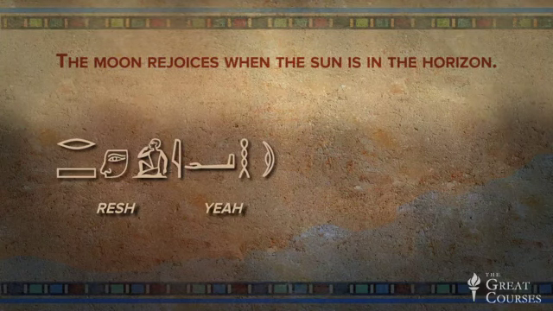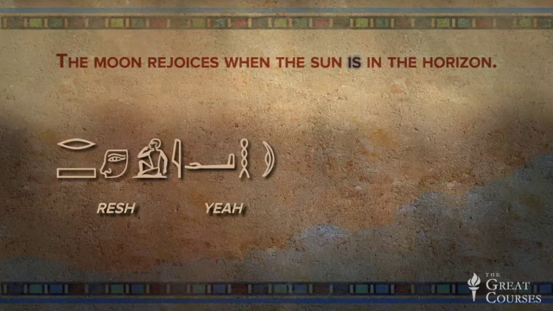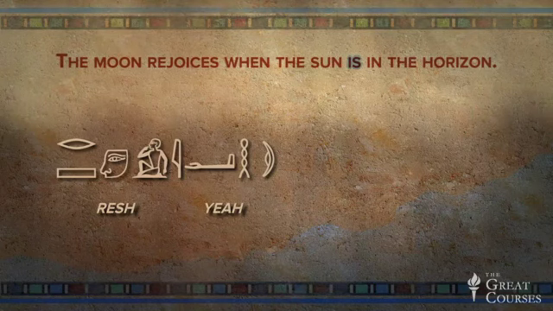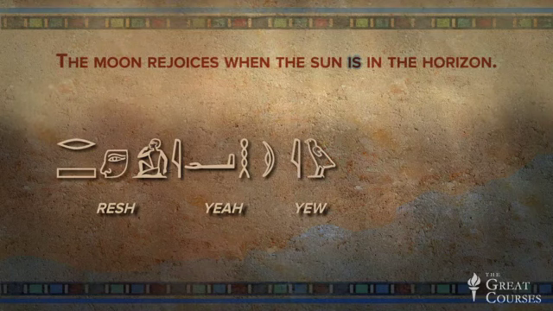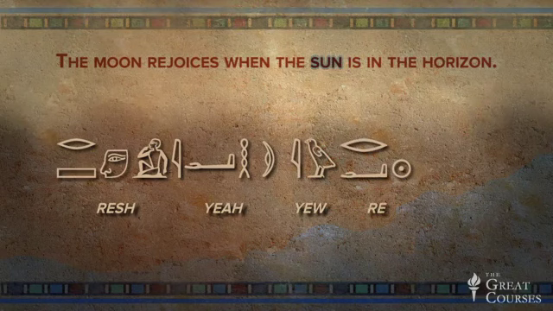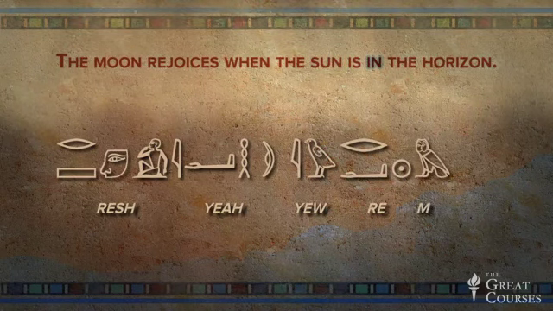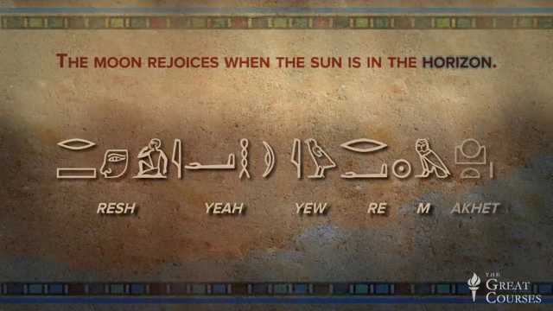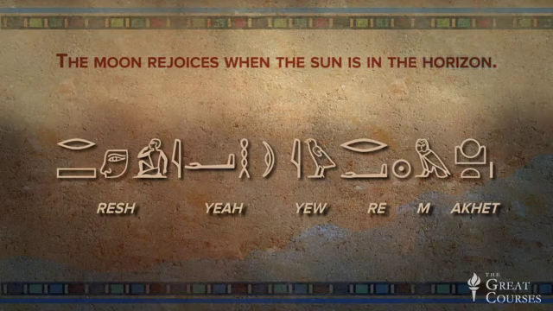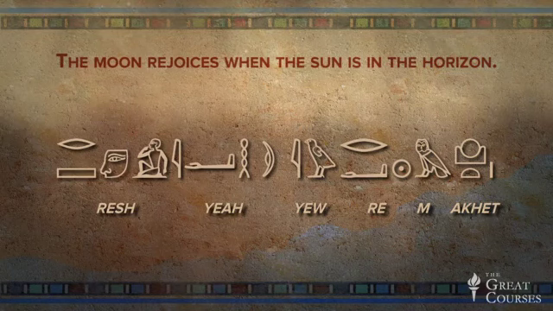What we next need is the second verb, because the second half of the sentence is, the sun is in the horizon. So we add eu, the reed and the quail chick for is. Now we need the word for sun. That's easy. It's ra. Next, we need the in, which is our owl. Last, we add horizon, achet. And we have it. Resh, yah, eu, ra, em, achet. The moon rejoices when the sun is in the horizon. Good.